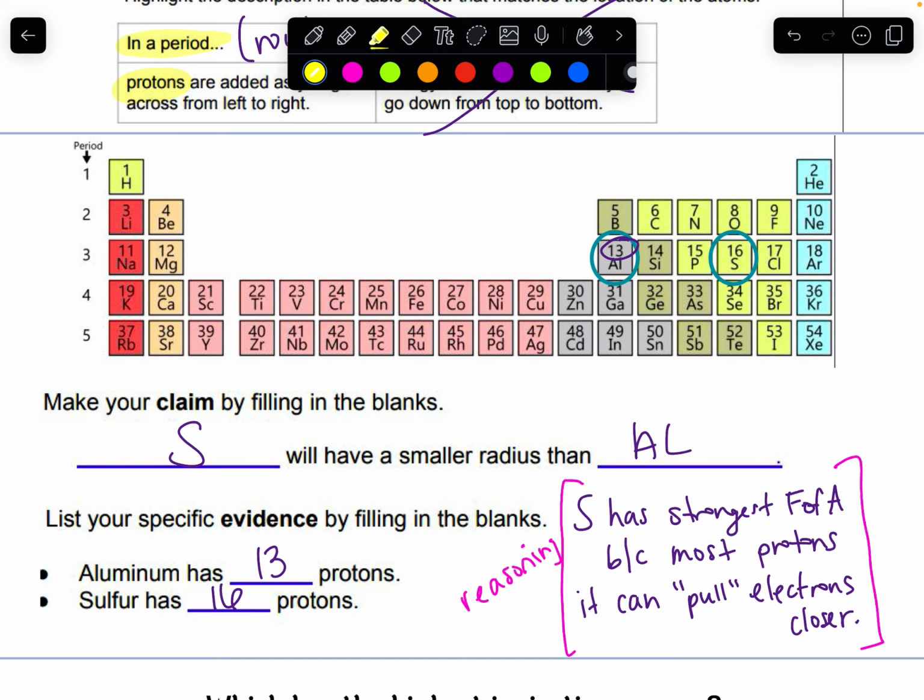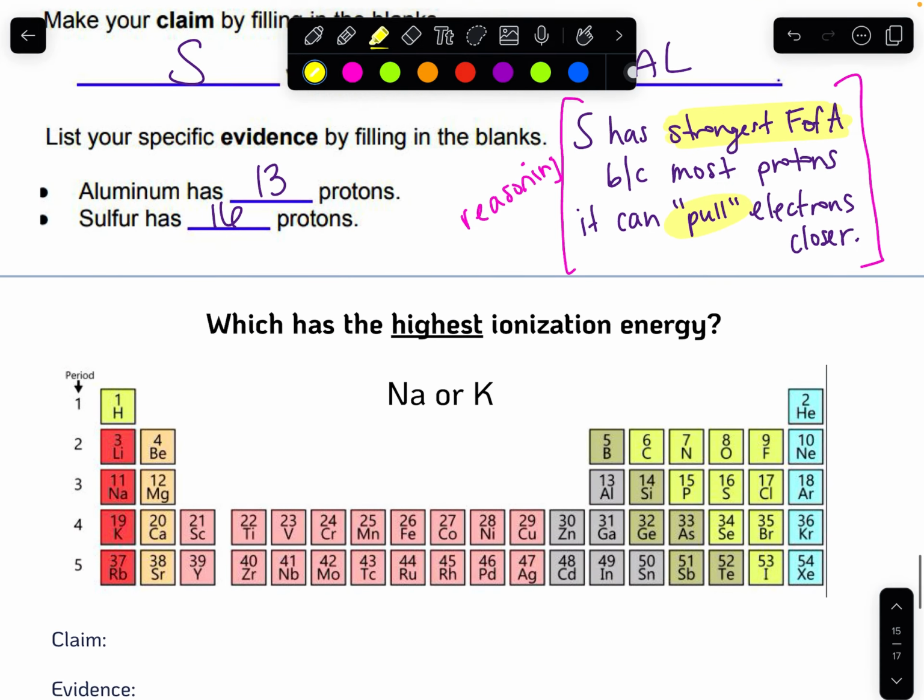Notice I have a couple of things. I'm talking about my force of attraction, and I'm talking about how that force of attraction actually affects the size. So when you do your practice questions, you want to make sure that you're trying to explain that as much as you can. So use your green sheet to help you.